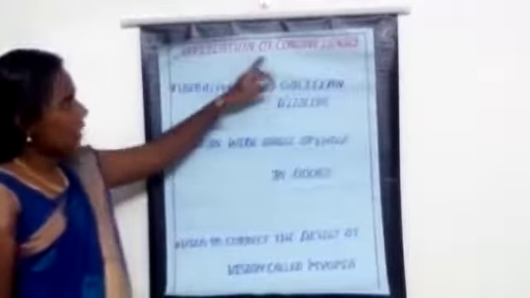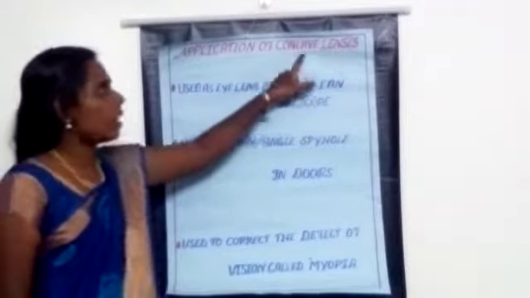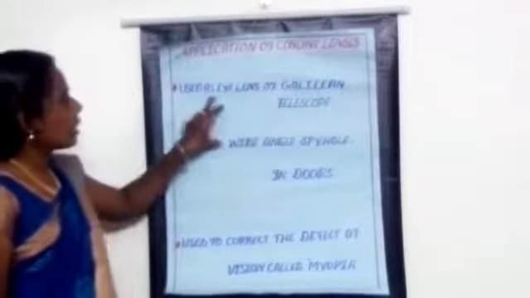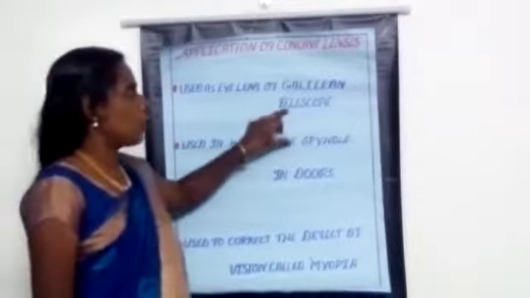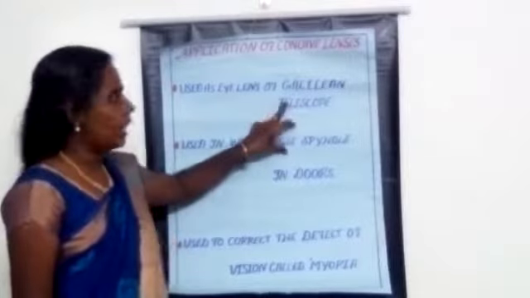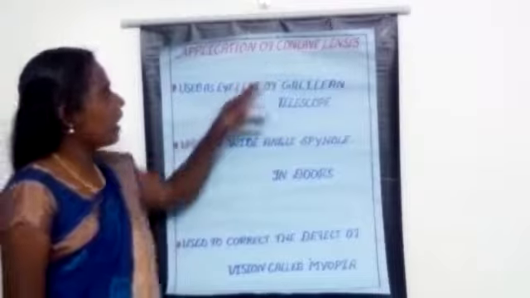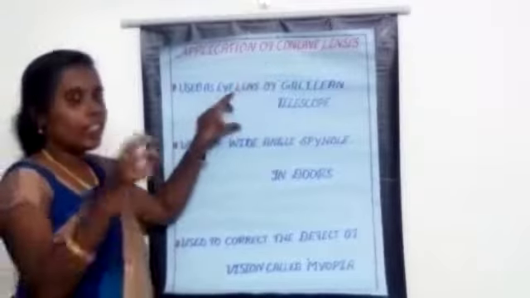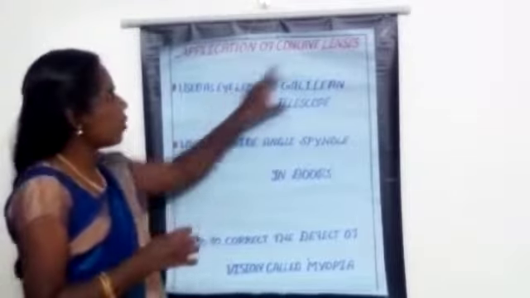Next we are going to learn the applications of concave lenses. What are the applications of concave lenses? The first one is that it is used as the eye lens of the Galilean telescope. You all know that the telescope was first invented by Galileo Galilei. In his telescope there is an eye lens and an objective lens, and as the eye lens he used a concave lens.